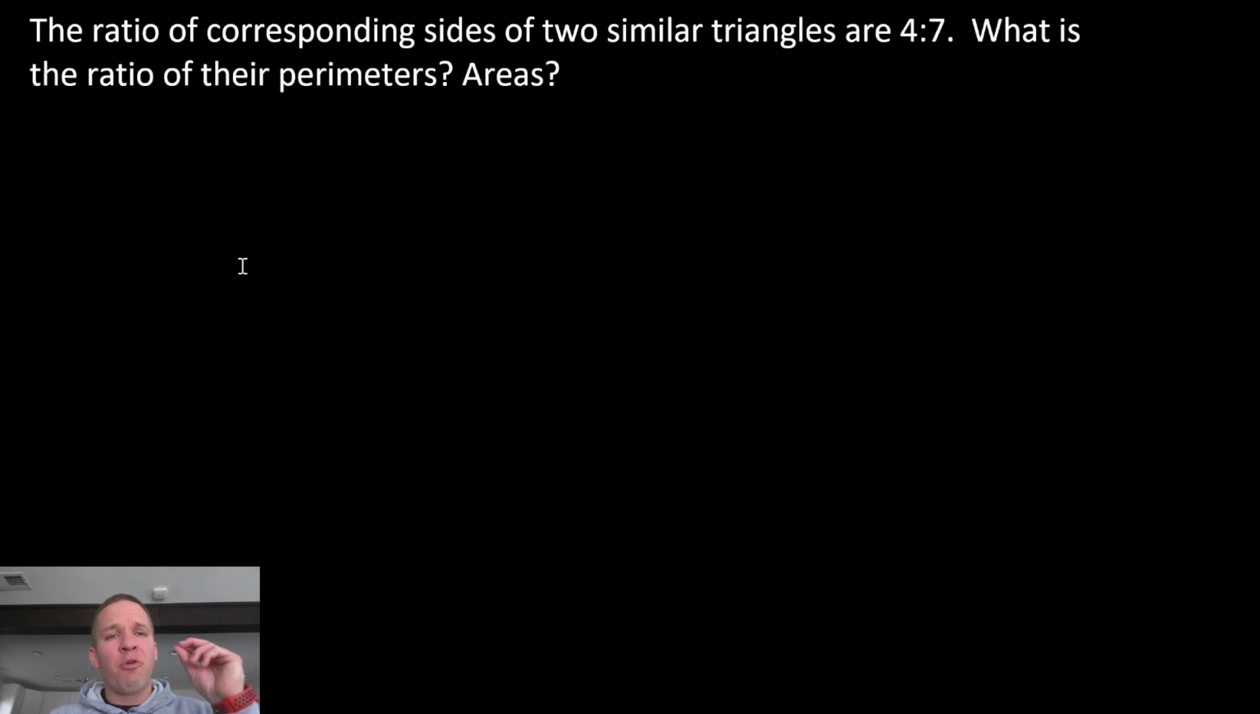We're about to math. The ratio of corresponding sides of two similar triangles are 4 to 7. What is the ratio of their perimeters and what about their areas? How about I draw a couple of triangles here to start?